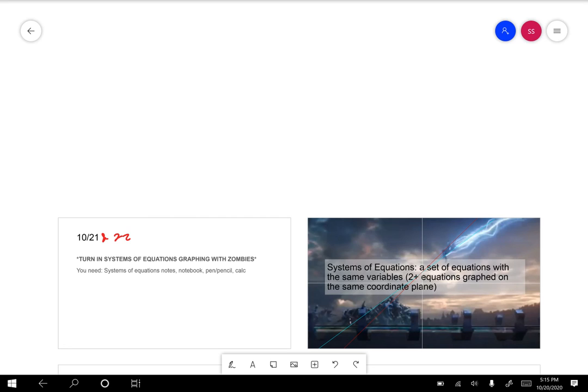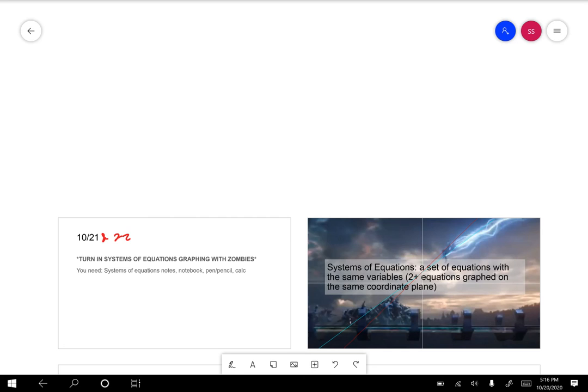Quick reminder, if you didn't already, make sure you turn in your Systems of Equations Graphing with Zombies paper from last week. If you're an online student and you haven't turned it in yet, please take a picture of it and send it to me. That would work best. For today and tomorrow, you're going to need the Systems of Equations notes, the printed notes that I gave you a couple weeks ago. And then you might need your notebook, pen and pencil, and a calculator.